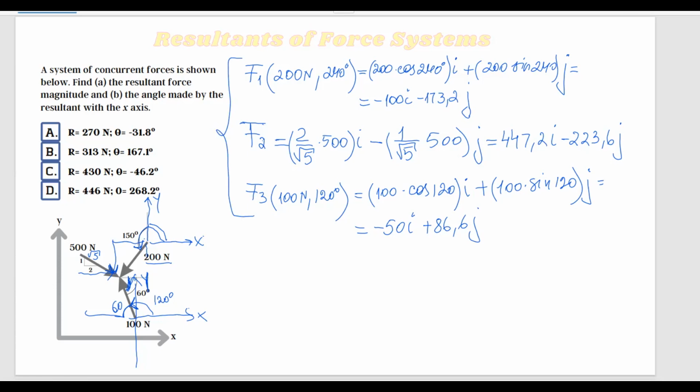And another note that I will make here: let's say you start this problem and you don't know about polar coordinates, or you don't know how to write this in vector form.